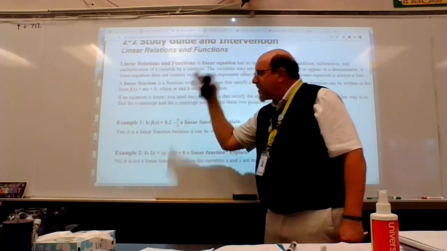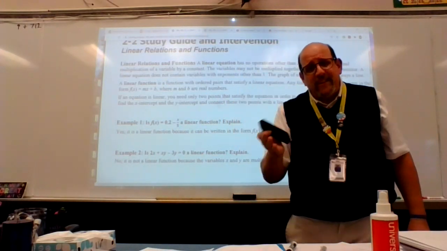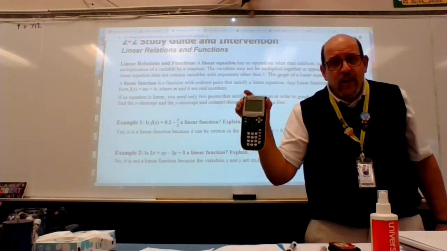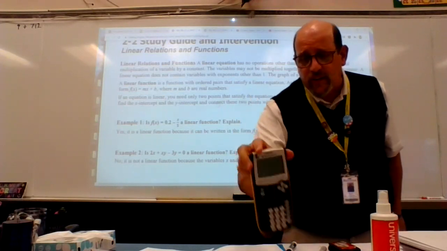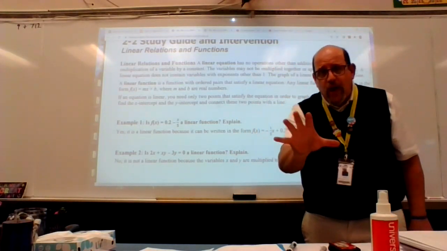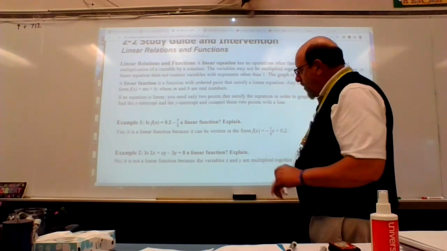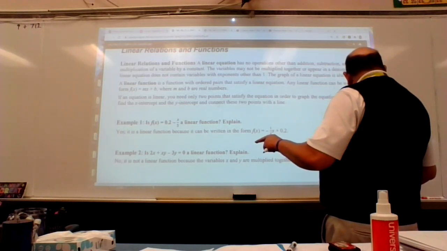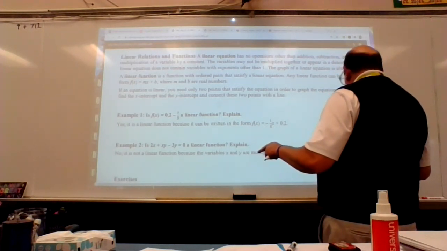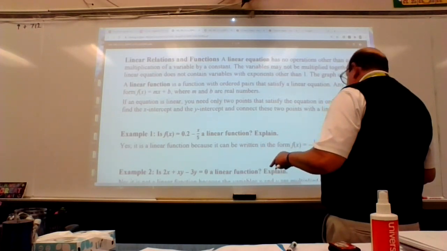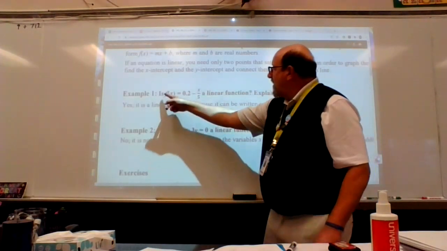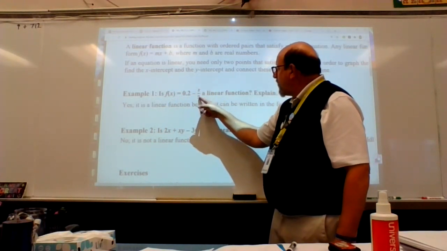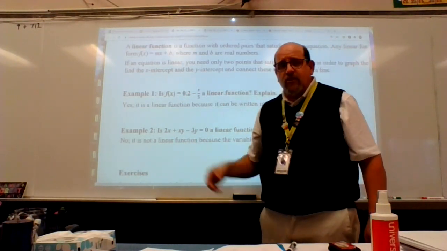All right, so we're going to keep thinking about f of x being the same as y. When you put it into one of these graphing calculators, it says y equals. It doesn't say f of x on it. So you're going to be ready to do just that. So our example here says, I'm going to blow this up just a little bit. It says, is f of x equals 0.2 minus x over 5 a linear function, and let's explain it.